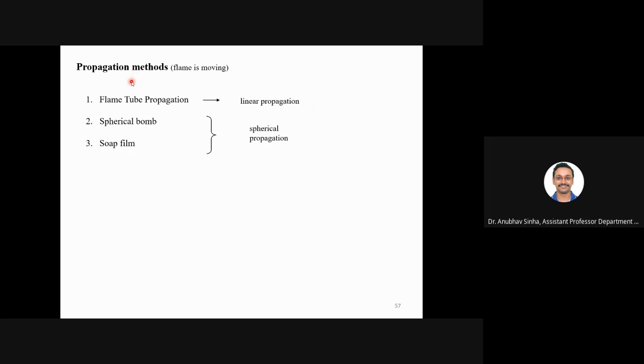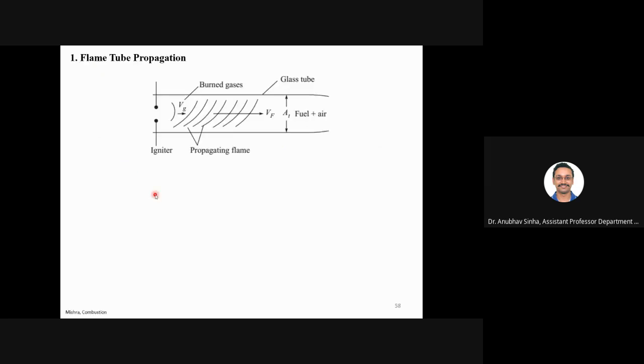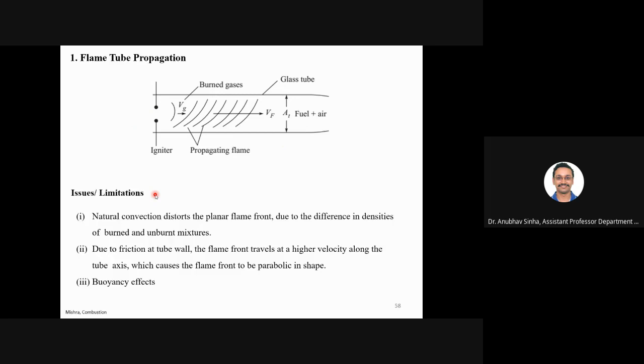So when we talk about propagation methods, we will look into flame tube propagation, which is a linear propagation. Flame is linearly moving in a tube, okay, in an x direction, let's say. Whereas there are other examples where we'll see spherical propagation. So flame is spherically expanding in a spherical bomb or a soap film. That we'll see shortly. So this is what we discussed. So flame will move across a tube, with an air fuel mixture at given conditions.